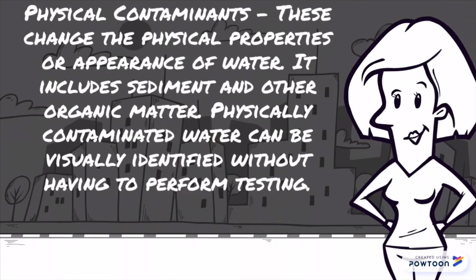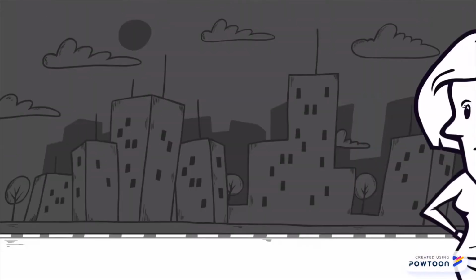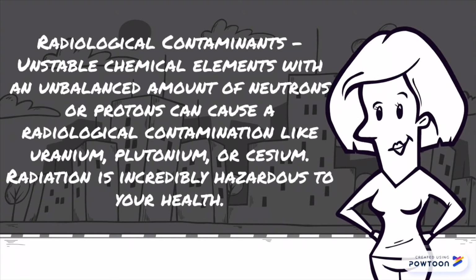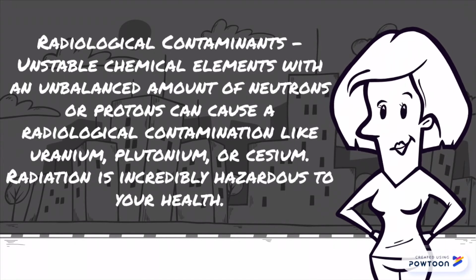Physical contaminants. These change the physical properties or appearance of water. It includes sediment and other organic matter. Physically contaminated water can be visually identified without having to perform testing. Radiological contaminants. Unstable chemical elements with an unbalanced amount of neutrons or protons can cause a radiological contamination like uranium, plutonium, or cesium. Radiation is incredibly hazardous to your health.